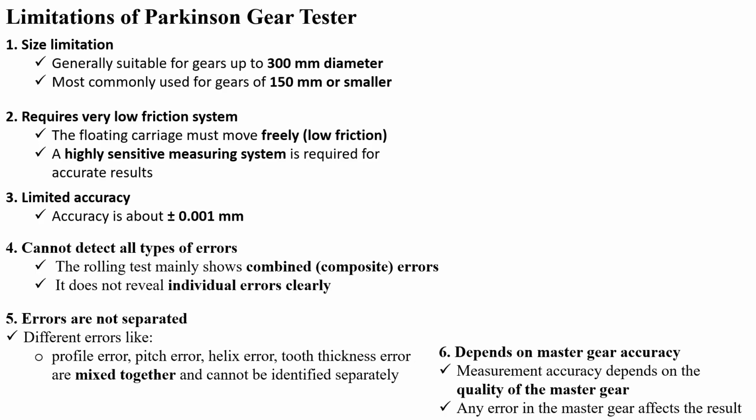The last limitation is that it depends on master gear accuracy. Measurement accuracy depends on the quality of the master gear. Any error in the master gear will affect the results. So this is the discussion of the Parkinson gear tester, and thank you.